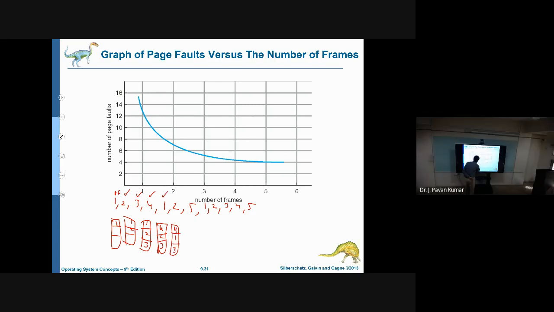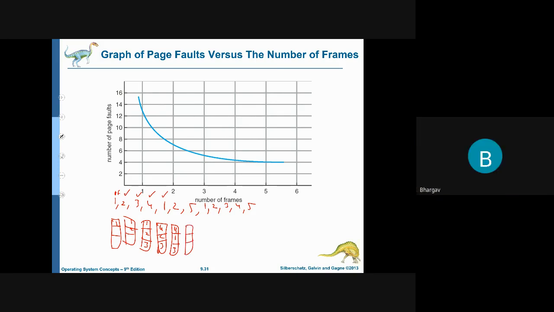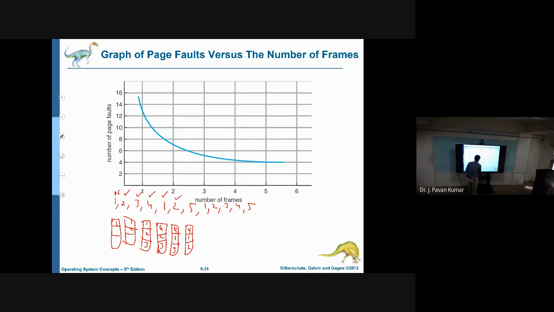So again page fault. Next 2 is there. 2 means 4, 1, 2. So again it is a page fault. Next 5. Again page fault. 5, 1, 2. Next 1, no page fault. Next 2, no page fault.